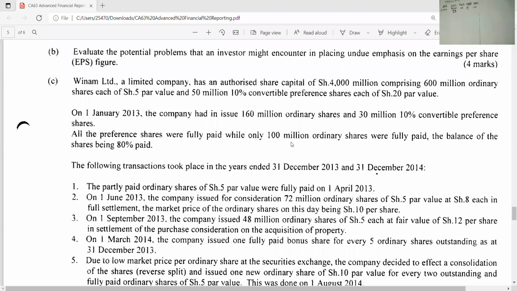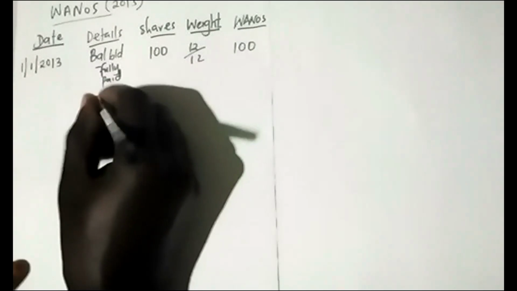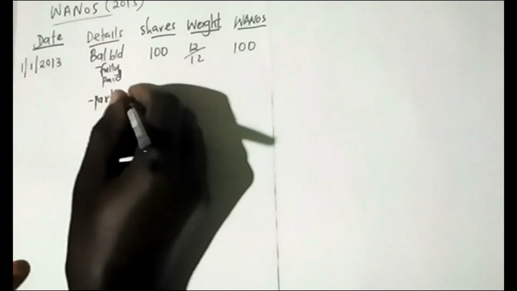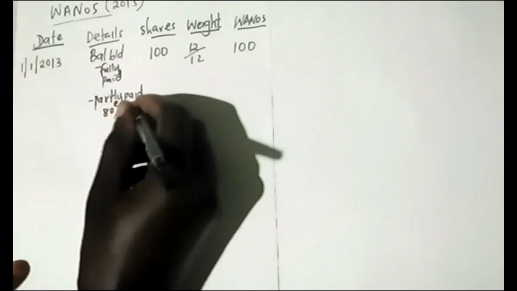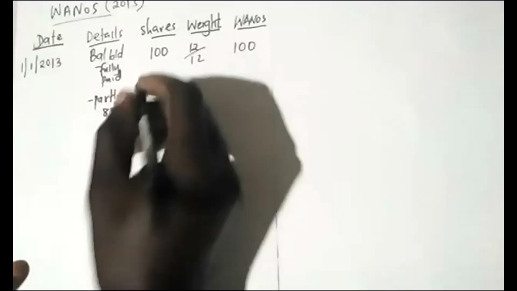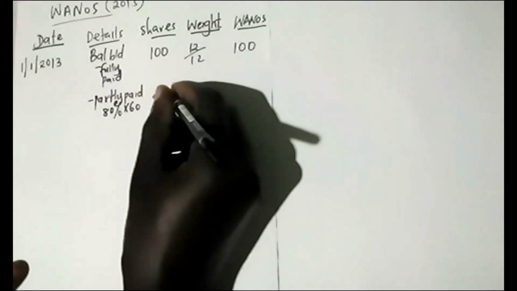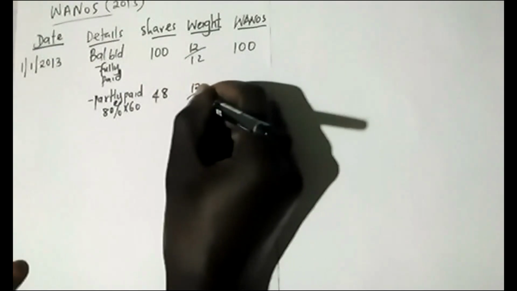Because already we have recorded the 100 which were fully paid, then they say the balance of the shares being 80% paid. So the 60, which is the balance, being 80% paid. So again, we have to consider the one which are partly paid. So the 60 being 80% paid, I get 48, because 8 times 6 is 48. Then again, it's from January. So that remains to be 48.